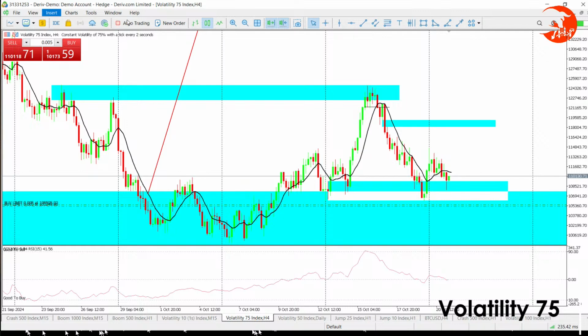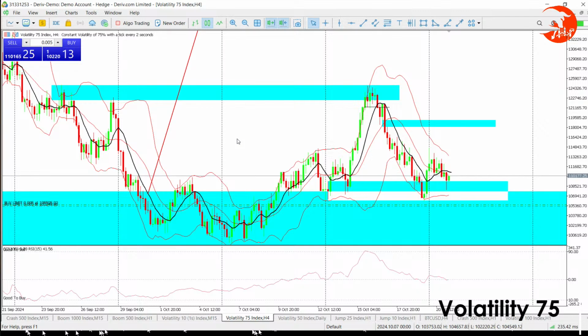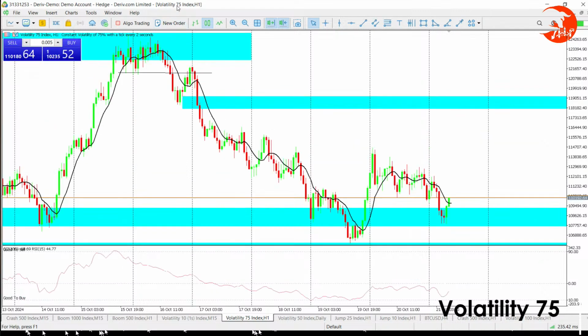Let me see if Bollinger Band can confirm to us the buys. Yeah, it is actually confirming the buys. Bollinger Band is now confirming the buys. So what do we do? Those with big accounts, you can choose to enter from here, because we are just on a second H1 candle after that retest.